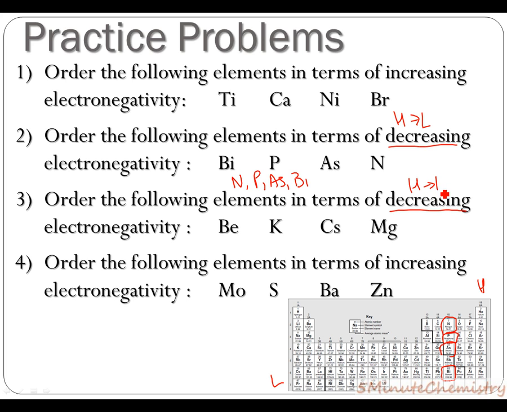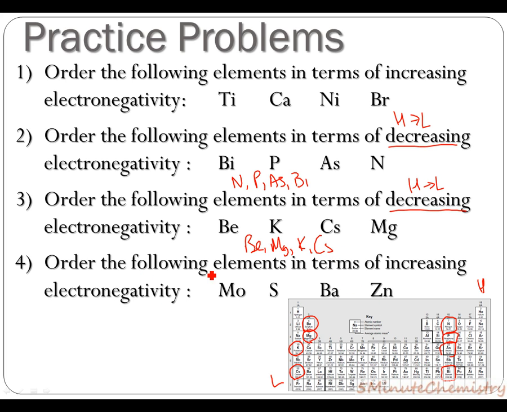So the next one, we want decreasing, again, decreasing electronegativity. So this is high to low values for beryllium, potassium, cesium, magnesium. Beryllium, magnesium, potassium, and lastly, what was it? Cesium. There we go. Okay, so we know the trend. It increases in this diagonal fashion going from bottom left up to top right. I want decreasing, so top right down to bottom left. Beryllium, magnesium, potassium, cesium.